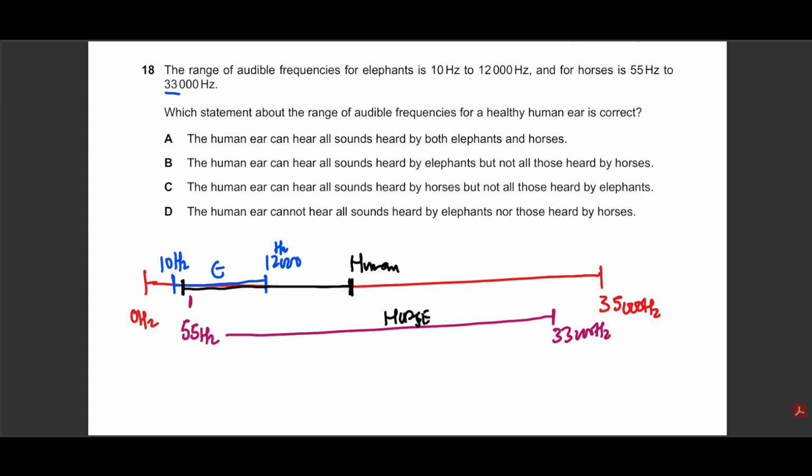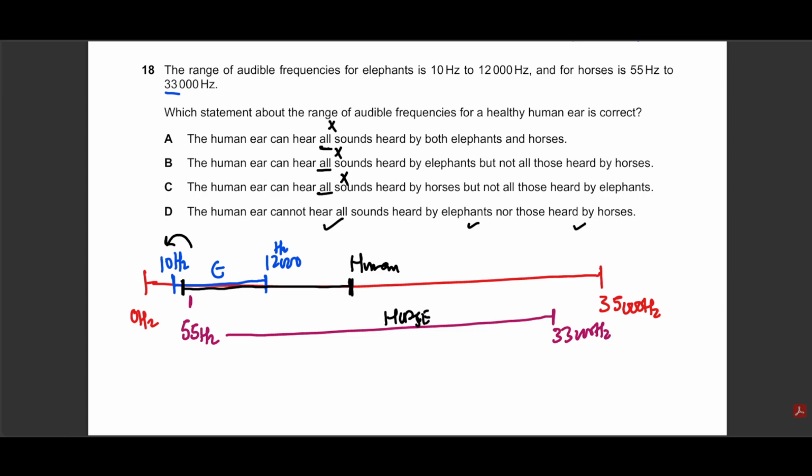Now let's read the statement. It says, human ear can hear all sounds. When he says all, that means that all range of frequencies are available to us, which is incorrect. We can't do that. Human ear cannot hear all sounds. Yes, this is a bit true. Heard by elephants, nor heard by horses. Yes, this makes much more sense because elephants can hear lower than 20 hertz, which is our range.